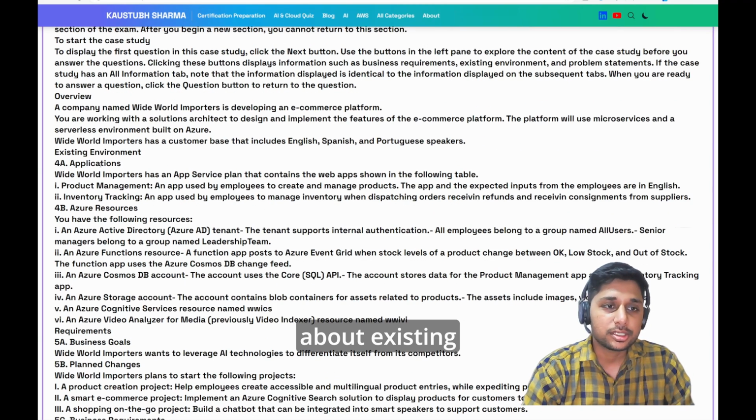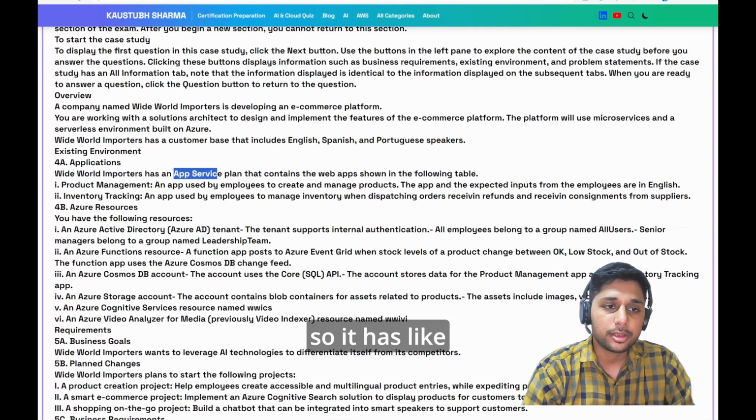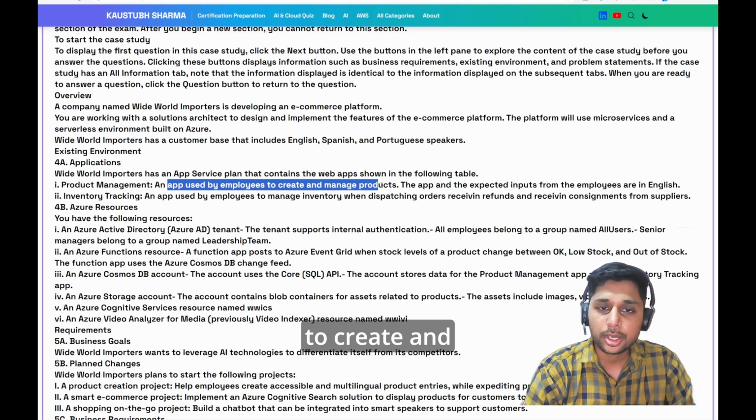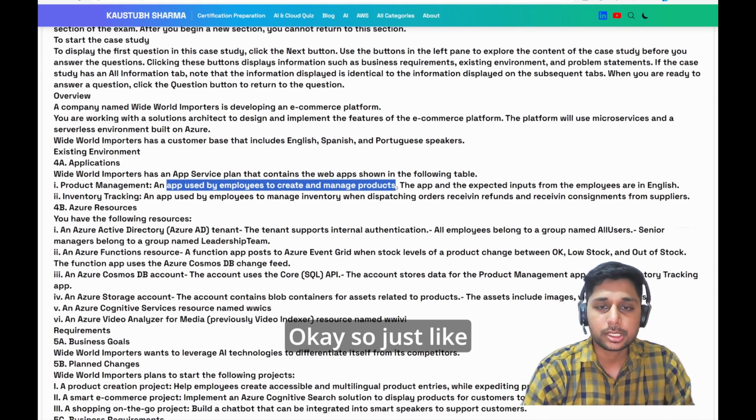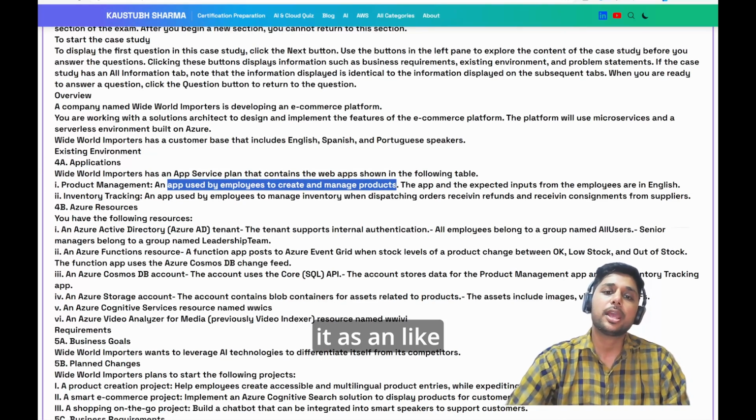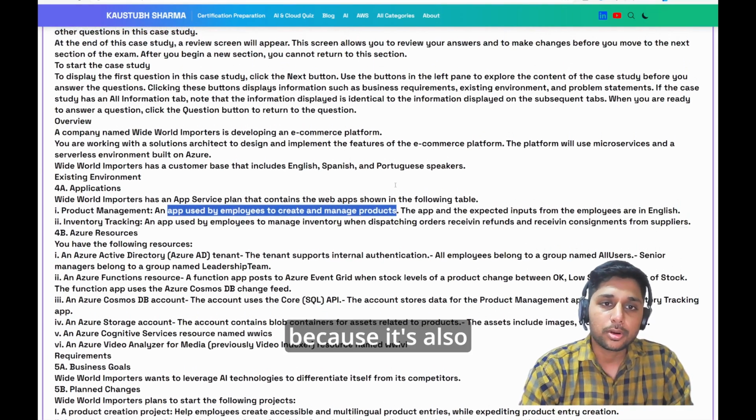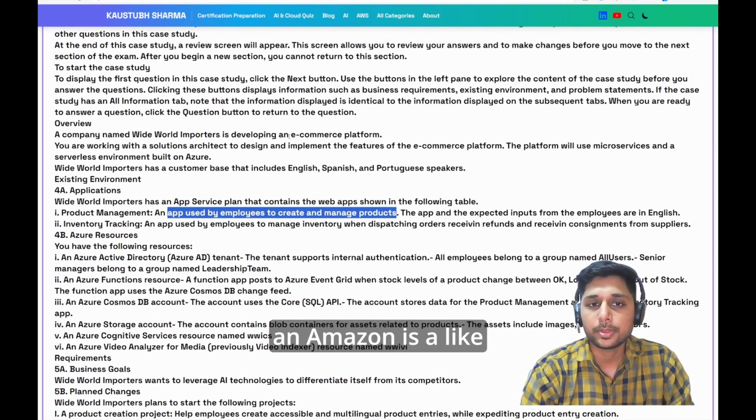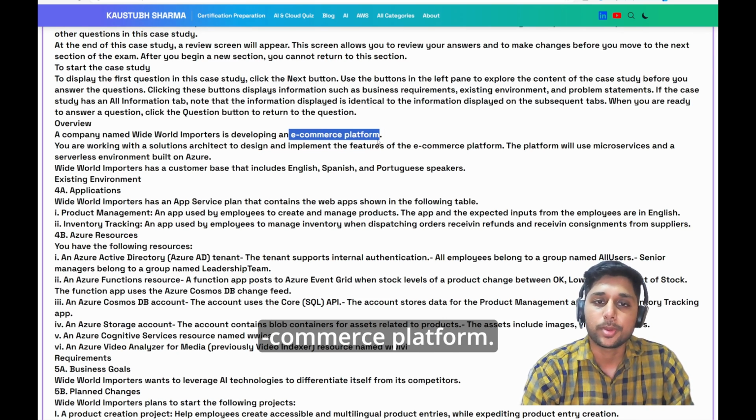About the existing environment: the application has an app service plan, and it has a product management app. What does this app do? It is an app used by employees to create and manage products. We can treat it like Amazon, because Amazon is a great example of an e-commerce platform.